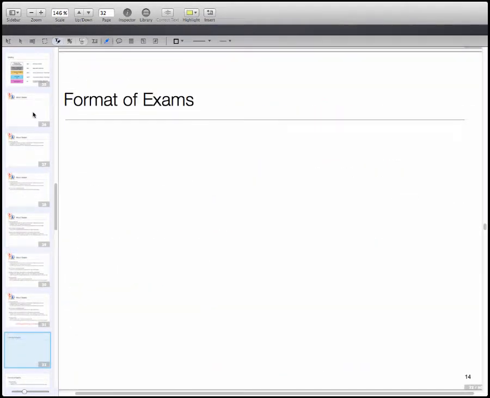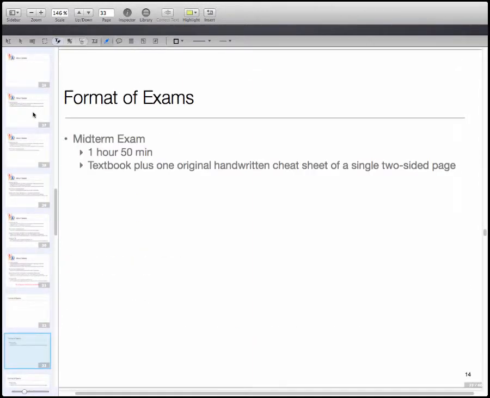Okay. Format of exams. Midterm exam, an hour, 50-minute. Textbook plus one original handwritten cheat sheet, single page, a single two-sided page. I find the act of preparing the cheat sheet to be a great preparation. So that's why I kind of allow that.